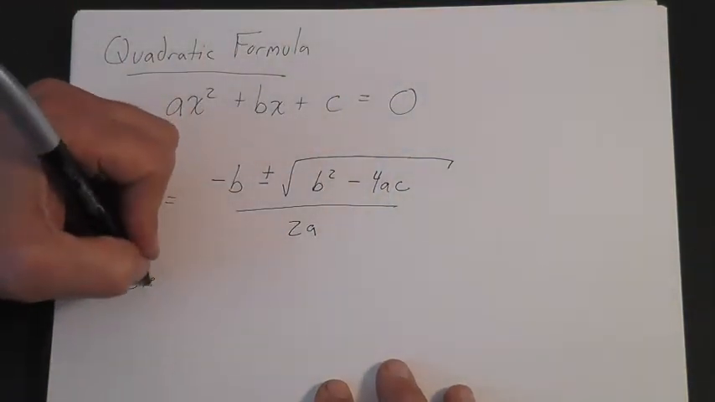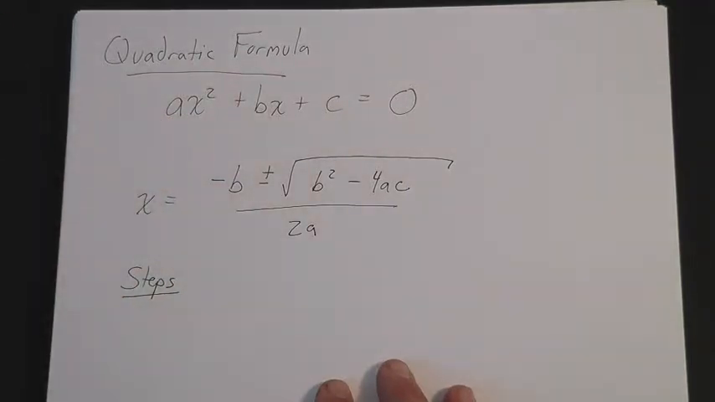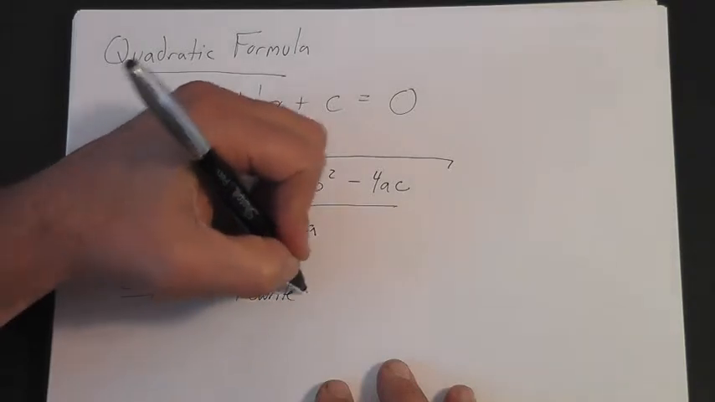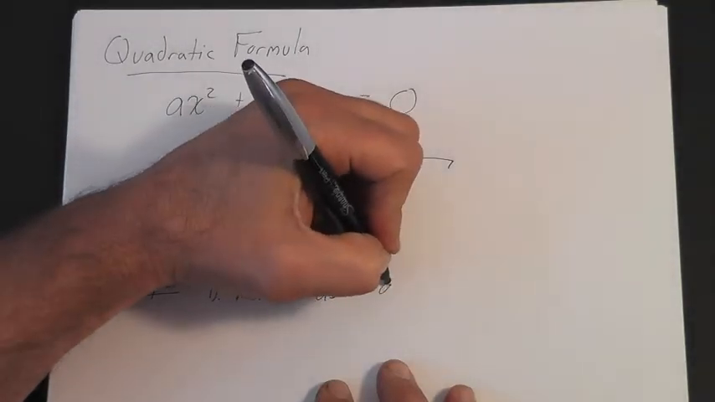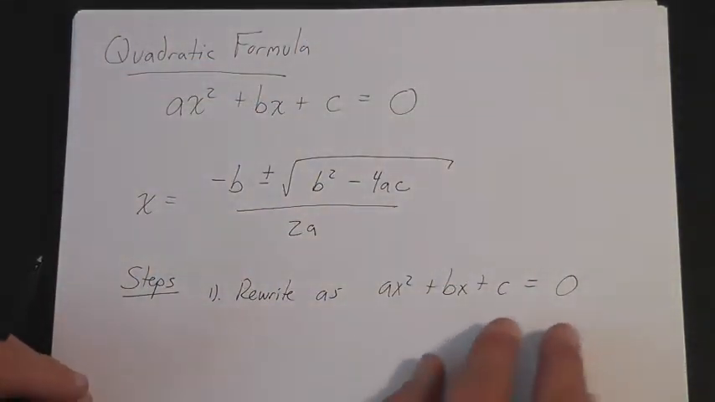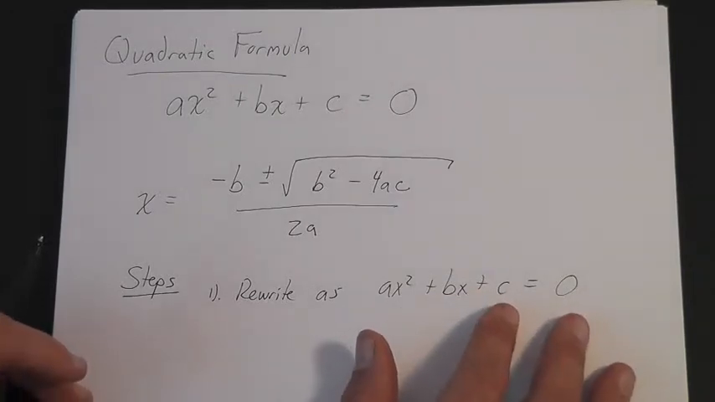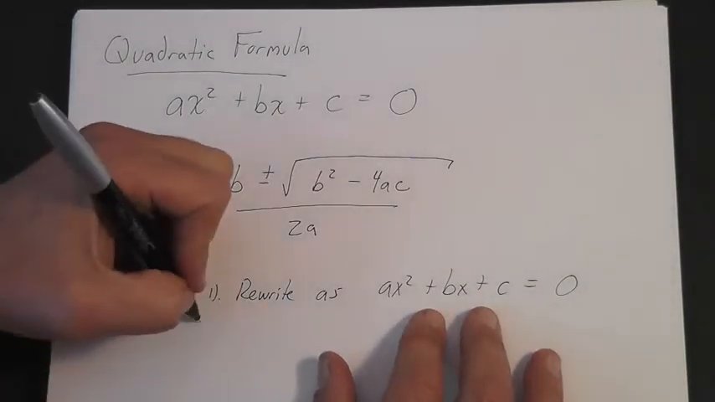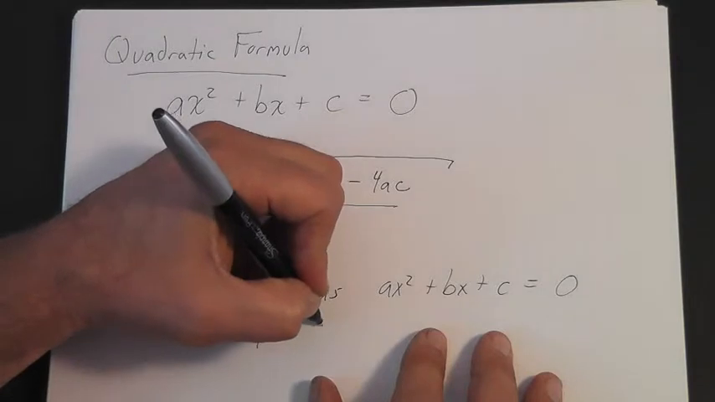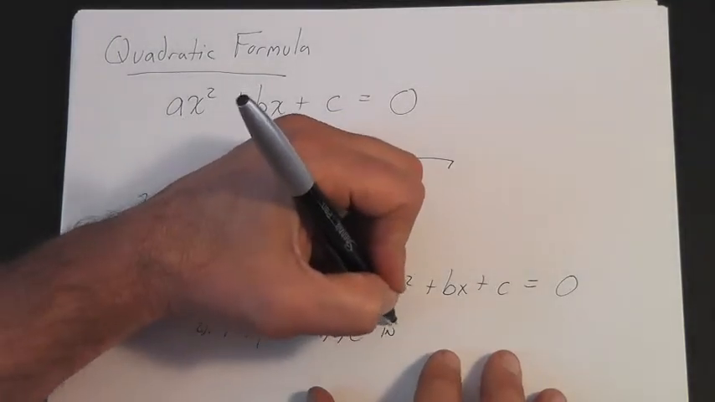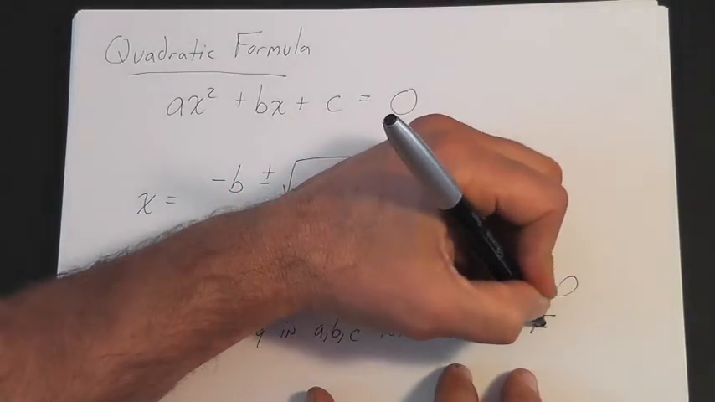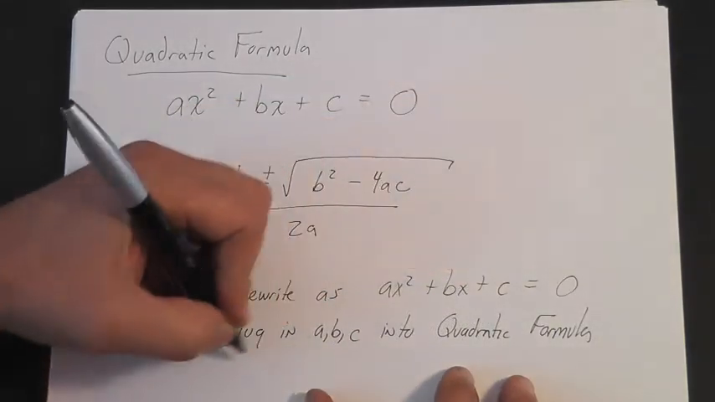And if you want to think about the steps to solve a quadratic using the quadratic formula, the first step is you have to rewrite the problem as ax squared plus bx plus c is equal to 0. In other words, if everything is not on one side equal to 0, you have to put everything on one side so it's equal to 0. And the second thing is you plug in a, b, and c into the quadratic formula. And then you simplify.